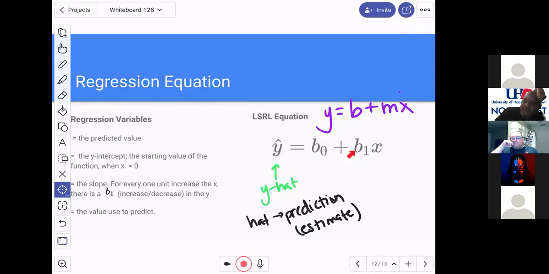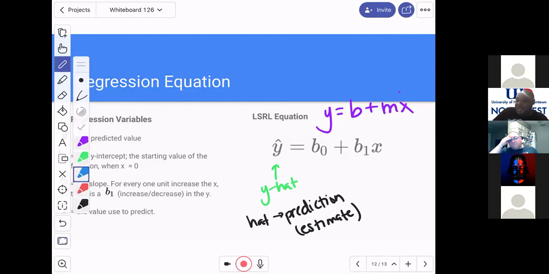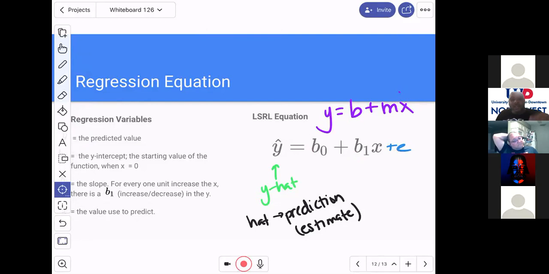Now, technically, I'm supposed to give y'all more information about this. As a matter of fact, what you should know is that there's also this Greek letter, an error term epsilon, that sits out here. And the error is the part of the equation that allows you to predict, actually.